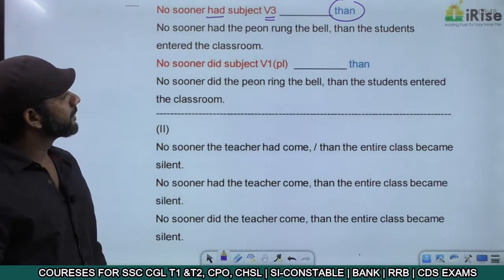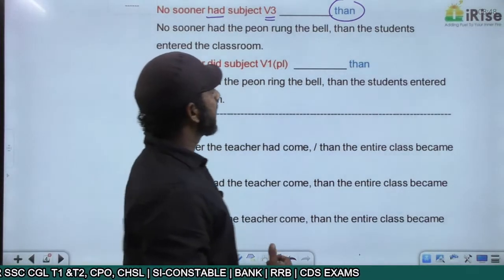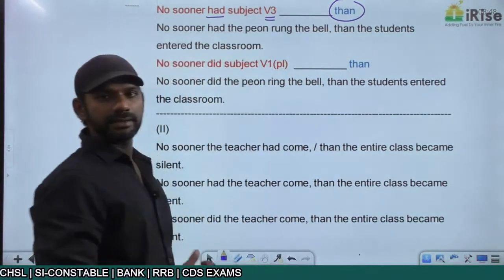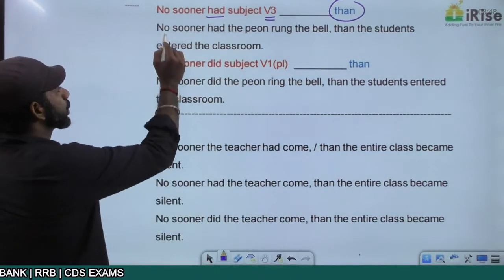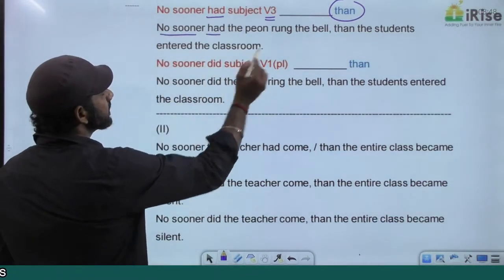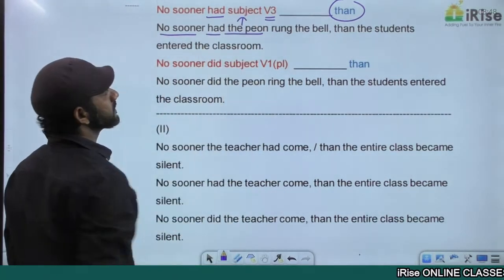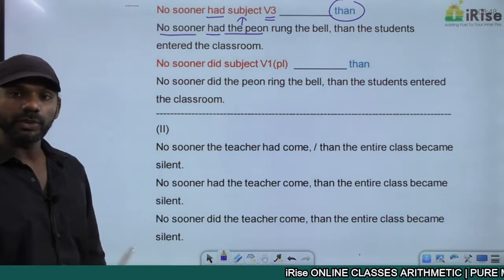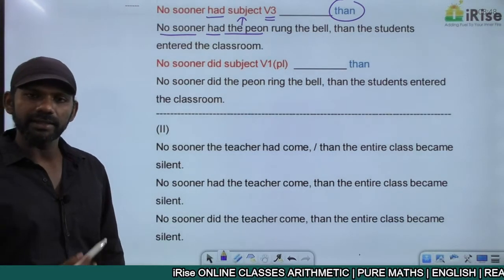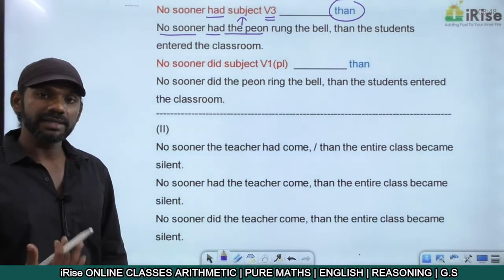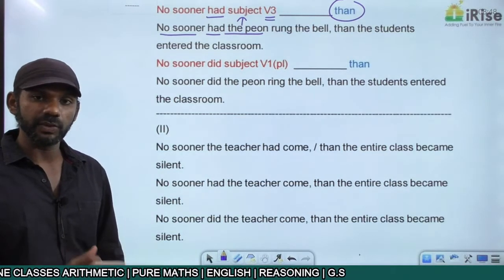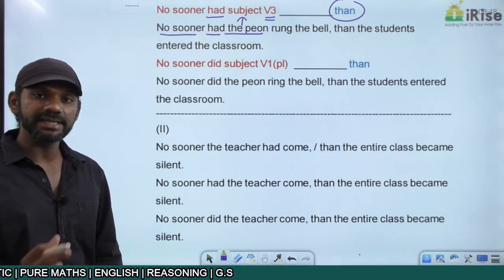No sooner had the peon rung the bell than the students entered the classroom. No sooner had, subject is the peon, so no sooner had subject V3. Rung is V3. Ring is V1. Rang is V2. Rung is V3. It is ring, rang, rung, sing, sang, sung.